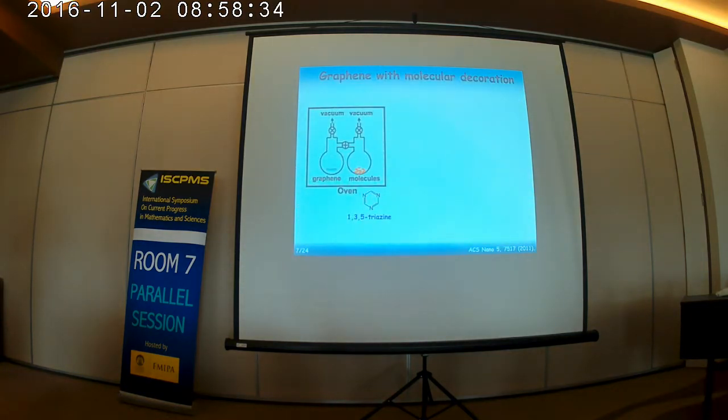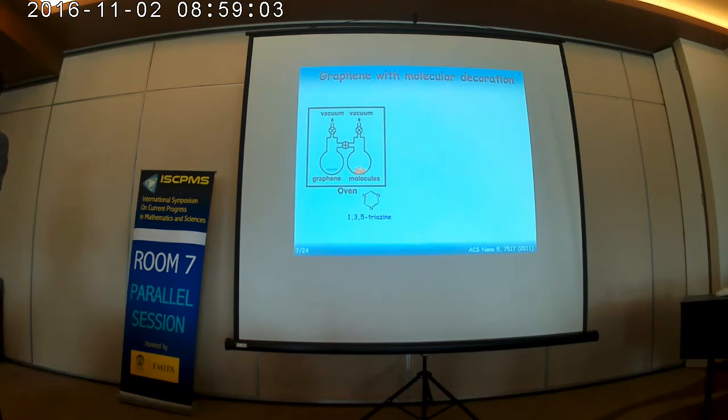And first, I'd like to introduce how we prepared the graphene sample with molecular decoration. As I just mentioned, researchers are trying to dope graphene and open a small band gap, because graphene does not have a band gap. It's a big problem for the 0 and 1 logic operations.